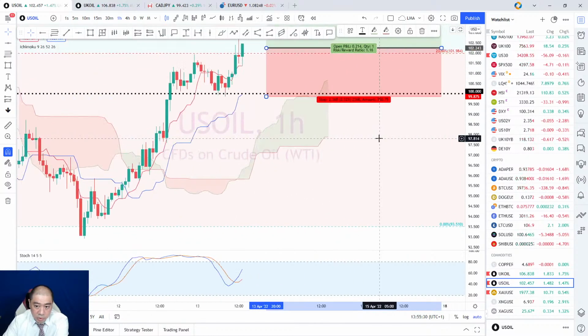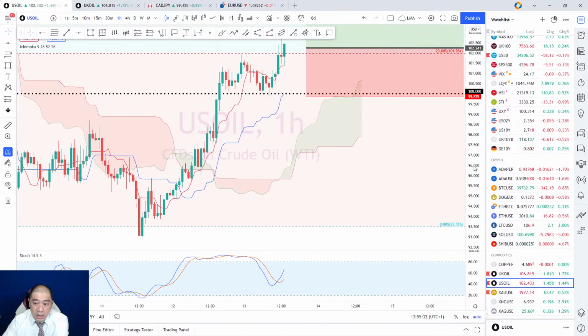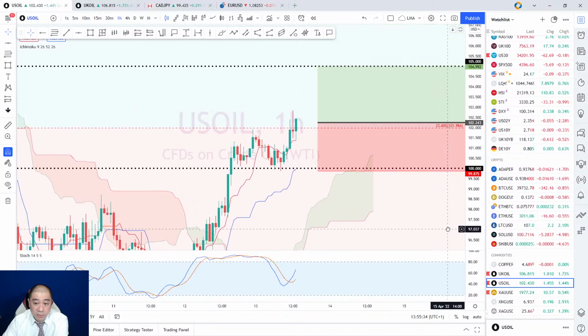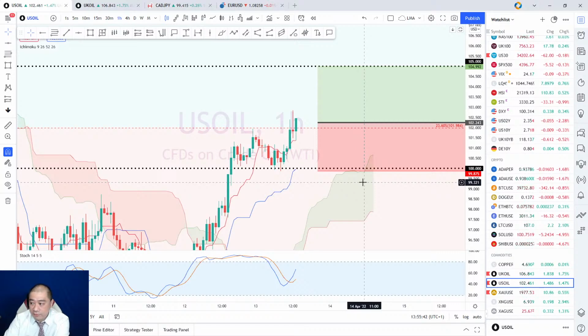Okay, so short-term traders for oil, it's there. I'm not taking it, but it's there. If you want to take it, you can trade the range if you want. Just make sure your stop losses are not lower than 99.75.